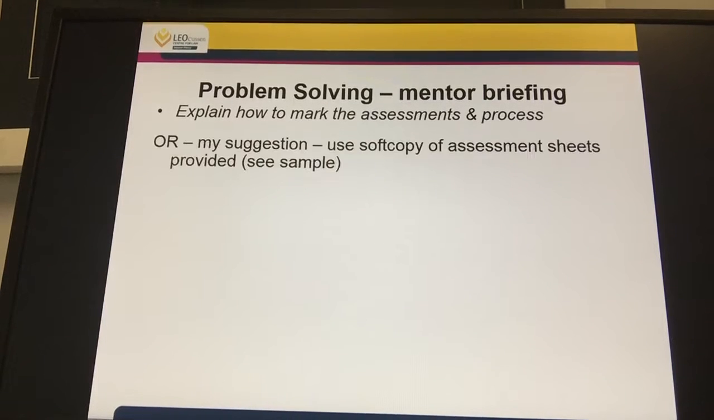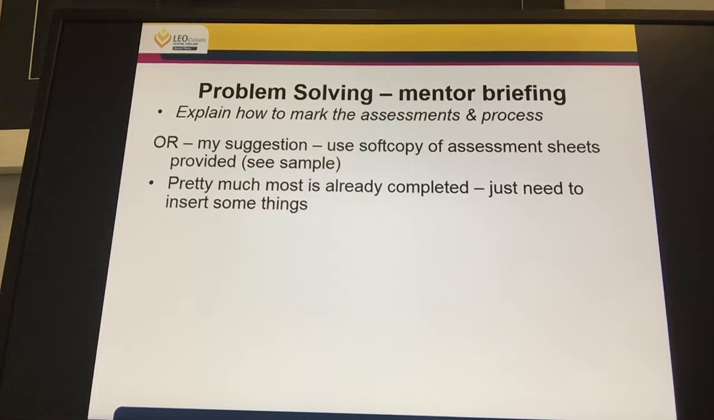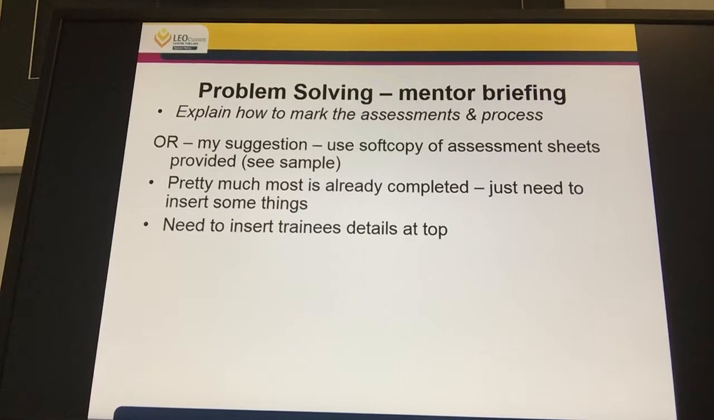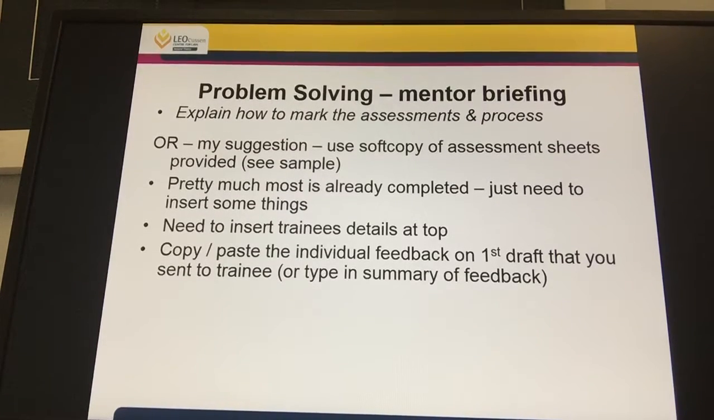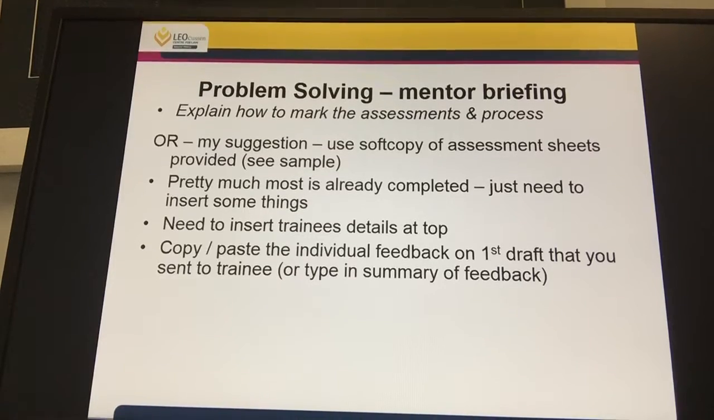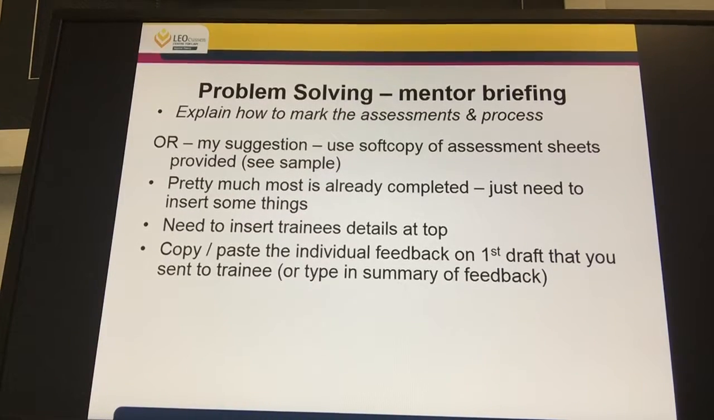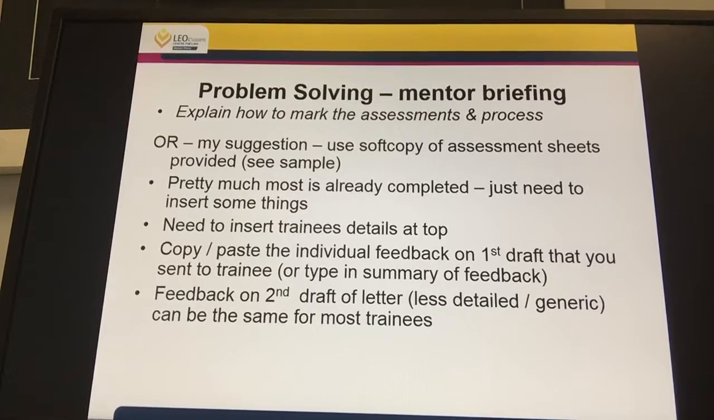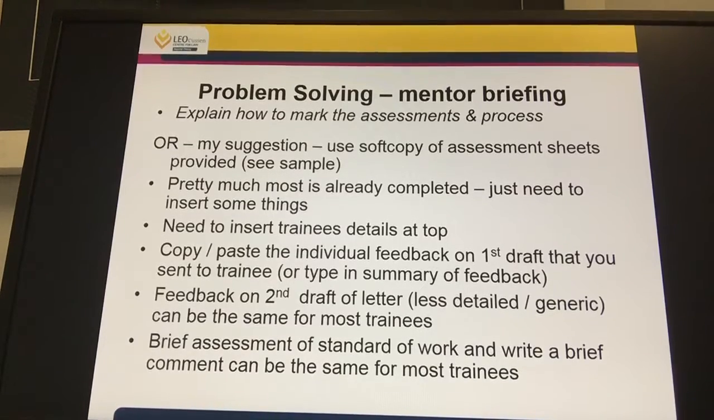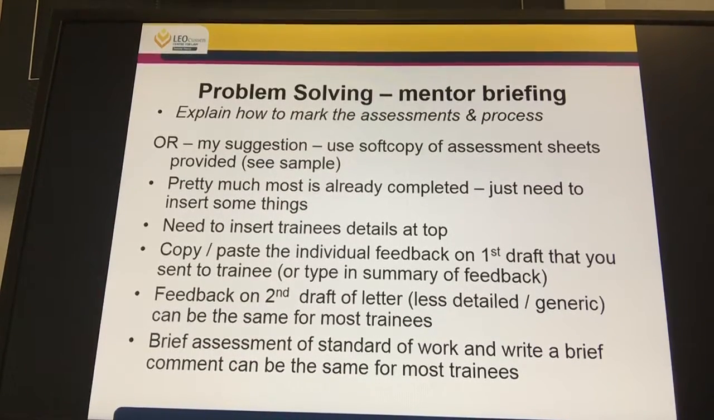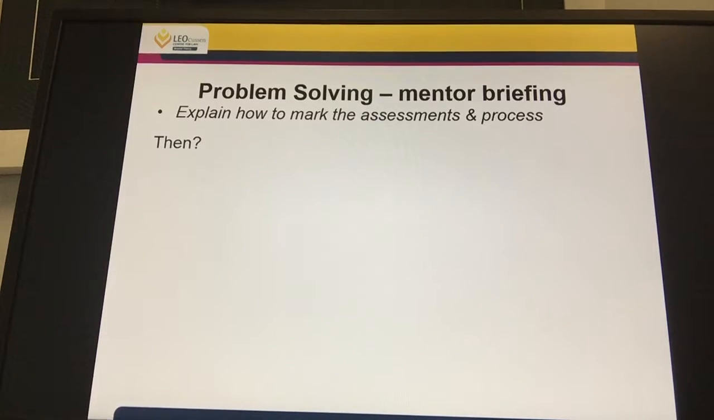Or, as I said, my suggestion is to use the soft copy of the assessment sheets provided. I'll email them through. Pretty much most is already completed, you just need to insert some of the details. So you insert the trainee's details at the top, and ideally copy and paste the individual feedback you'd already given on the first draft and just move it across, or type in a summary of the feedback. Feedback on the second draft is less detailed and generic, so it can be the same for most of the trainees. And again, the brief assessment of the standard of work and the brief comment can be the same for most. Again, I'd suggest you use the samples provided.